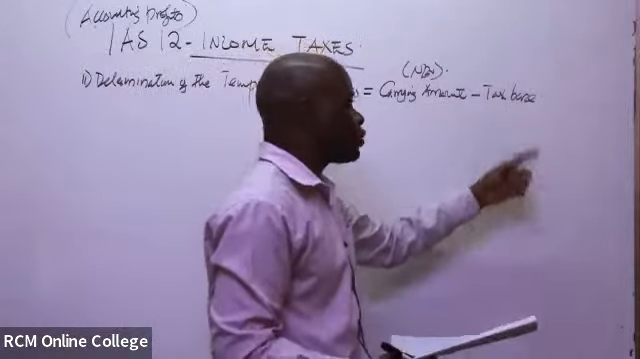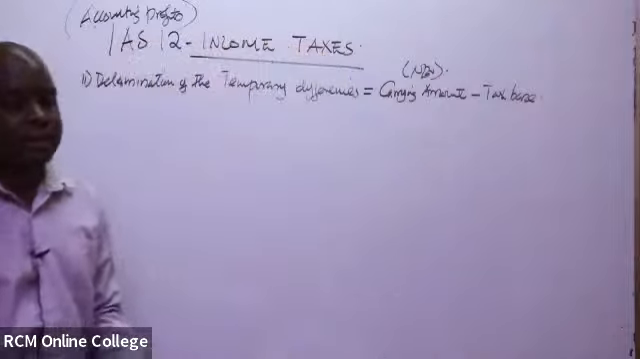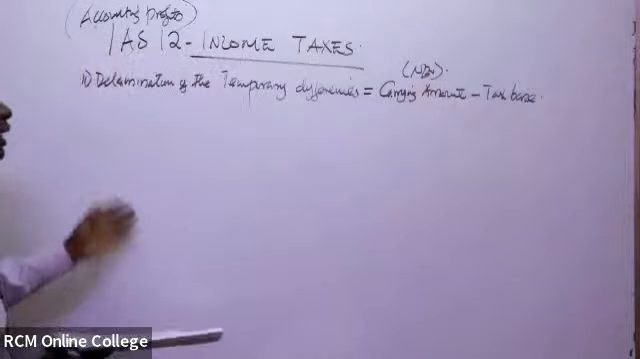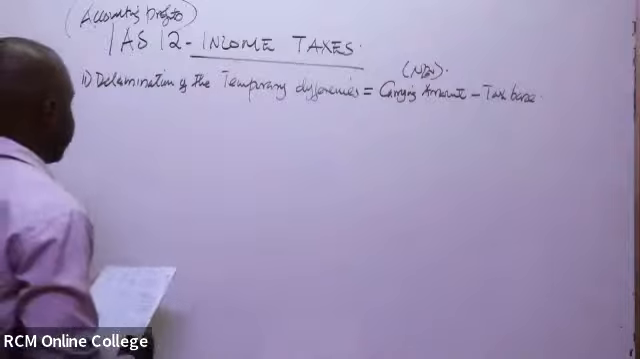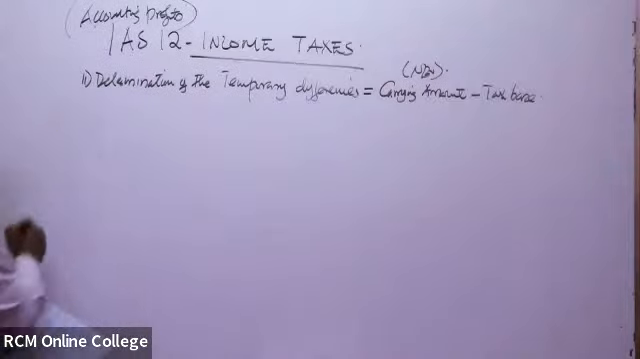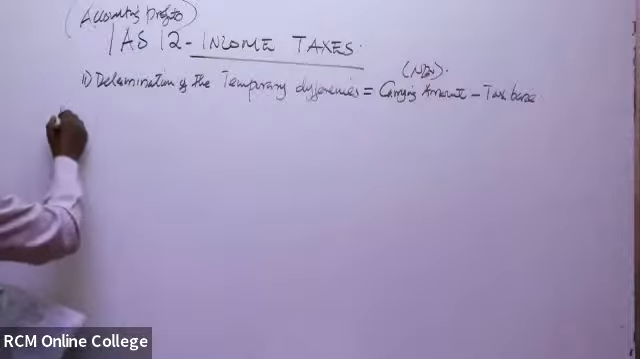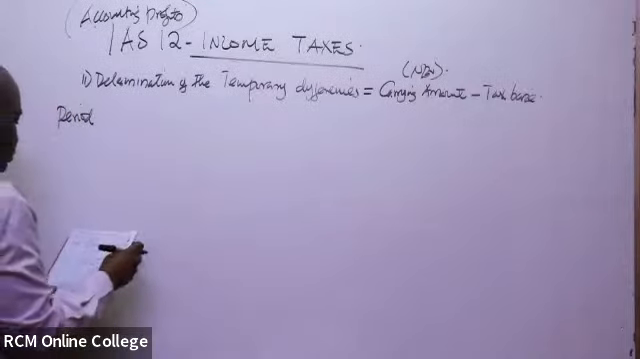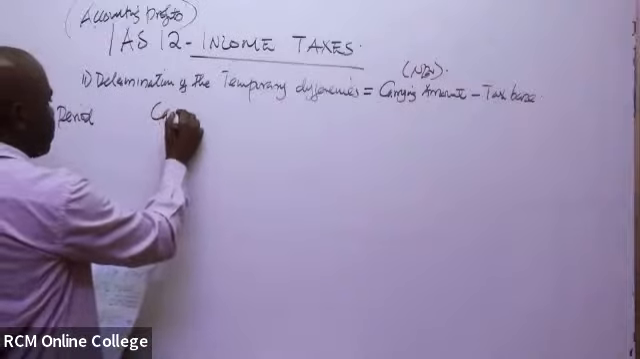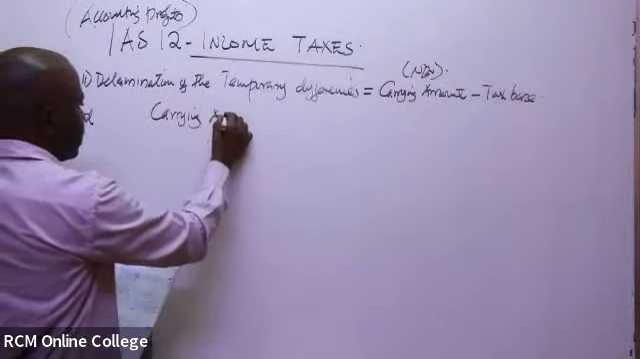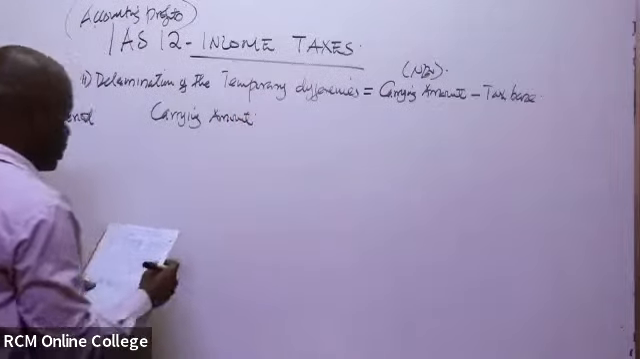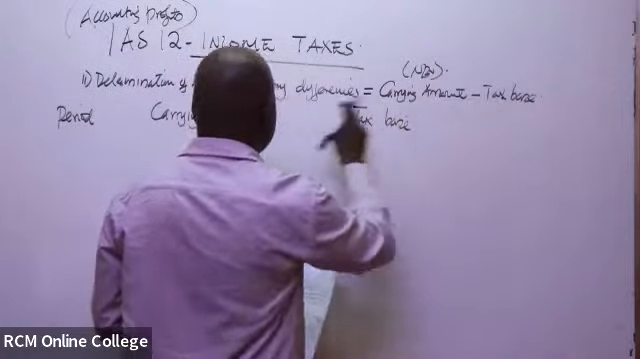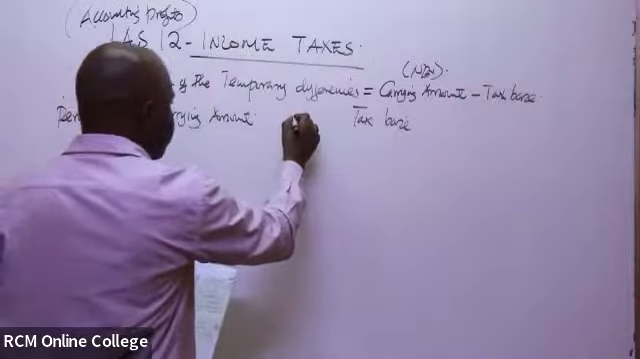The tax base, in this case, you take the cost minus the wear and tear, because the language the taxman understands is wear and tear. Then the difference will give us the temporary difference. So we'll have our table here. We can have the period, then the carrying amount, then the tax base. Then the difference will give us the temporary difference.